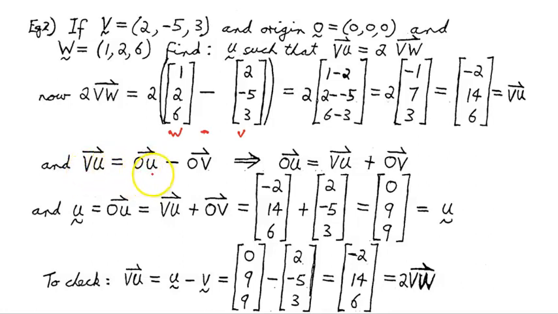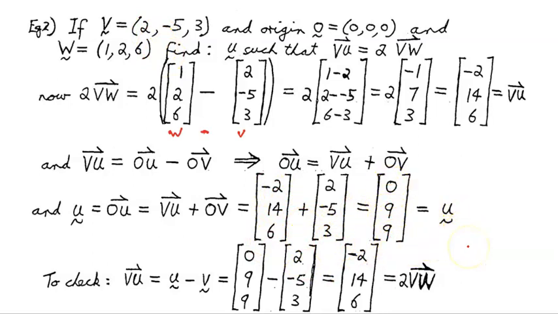VU is OU, final, minus OV, initial. Final minus initial gives us a difference going from V to U. So if we just rearrange that, that implies that OU is VU plus OV. So VU is that one, as we just discovered, and plus OV is this one. Remember, OV is the one we started at the top here. When we add those two together, we'll get 0, 9, 9.